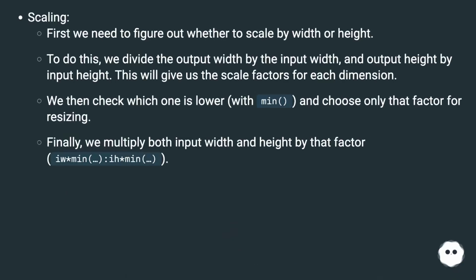Scaling. First, we need to figure out whether to scale by width or height. To do this, we divide the output width by the input width and the output height by the input height. This will give us the scale factors for each dimension. We then check which one is lower with min and choose only that factor for resizing. Finally, we multiply both input width and height by that factor: iw*min(...):ih*min(...).